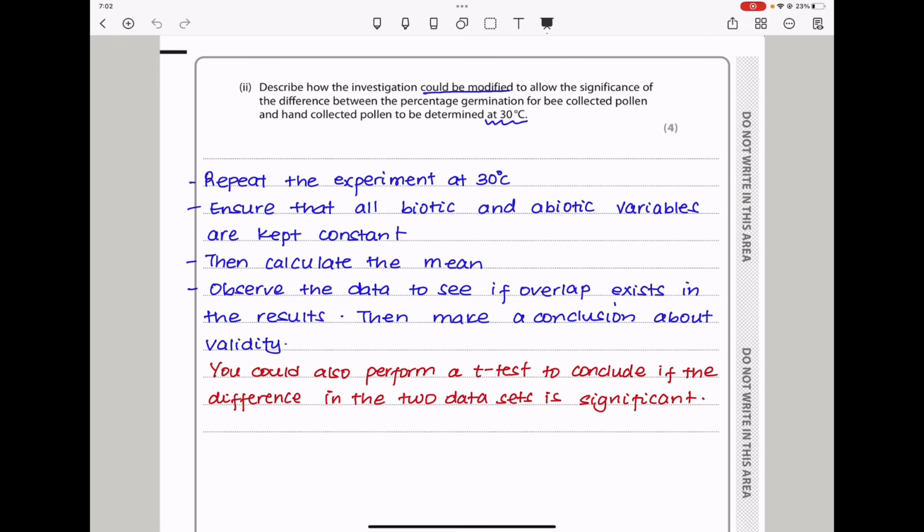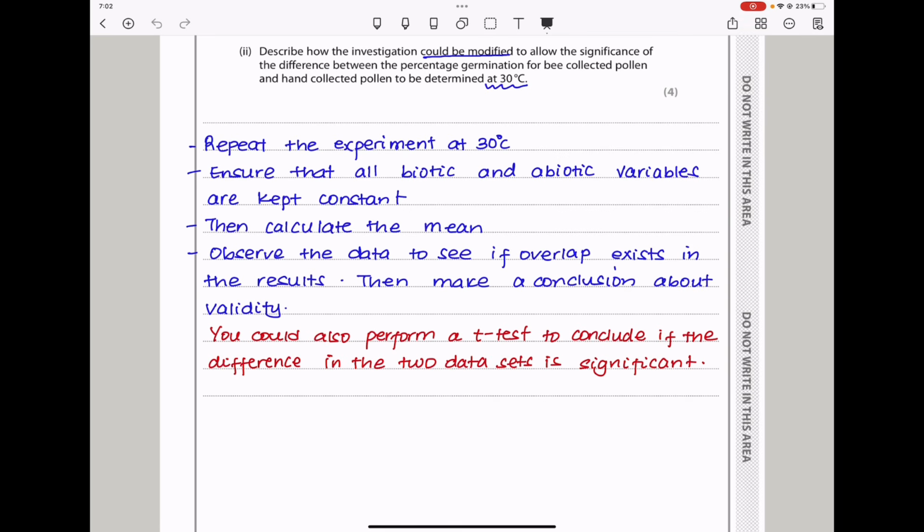After repeating the experiment, we need to calculate the mean, and then we can observe the data to see if there is overlap in the results. And finally, we make a conclusion about the validity of the results. You could also perform specific statistical tests in order to establish significance of these results.